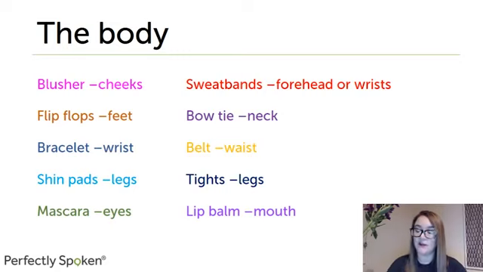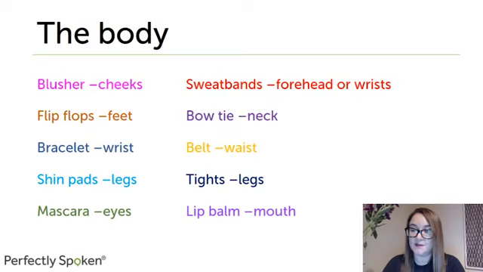Bracelet. A type of jewellery you might have on your wrist. A belt, hopefully you all knew this one. This is on your waist. But did you know the body part waist? You wear a belt on your waist. So often, for example, if you're buying a belt, it will have the waist size written on it.